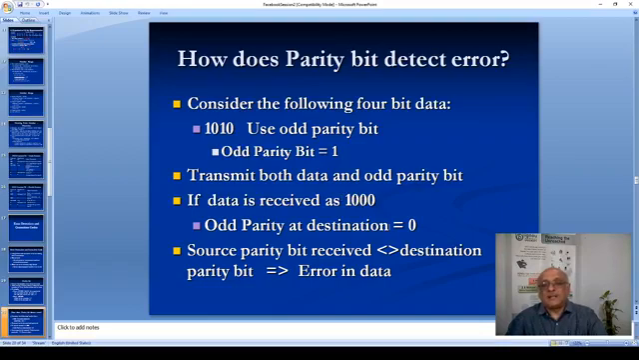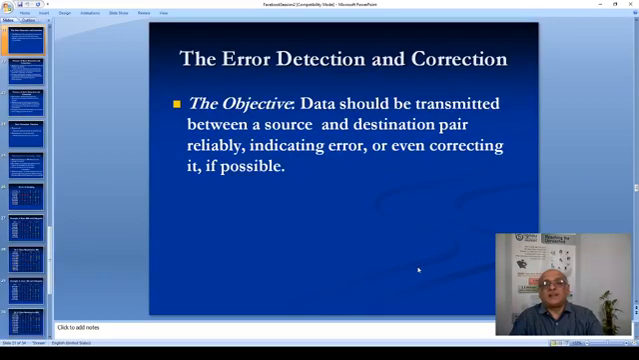Okay, so the odd parity at the destination will turn out to be 0, and the parity from the source which was transmitted is 1. So 0 and 1 are not the same. That is the flagging of error. So we can say that there is an error in the data.